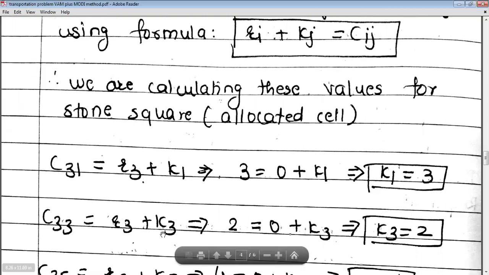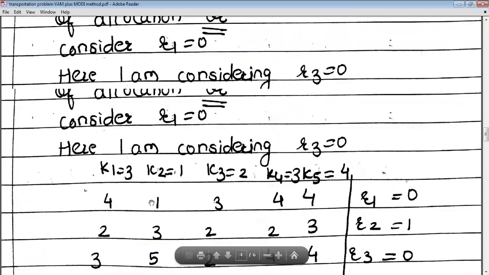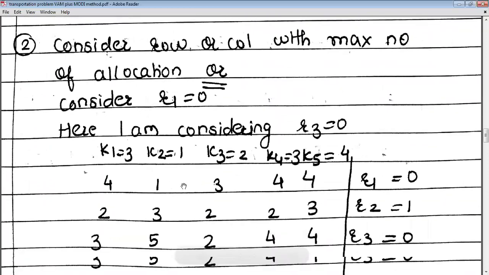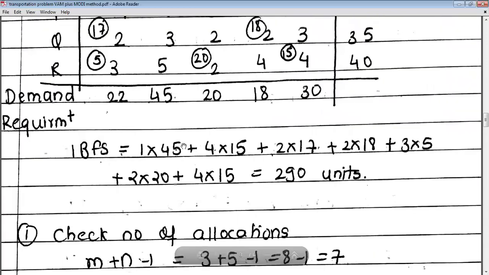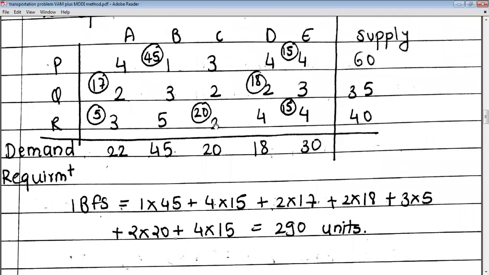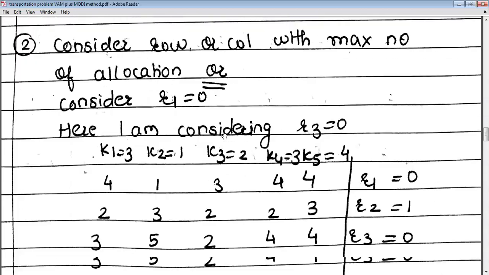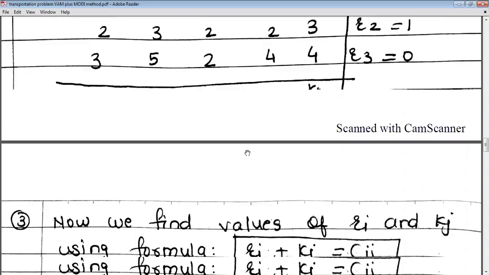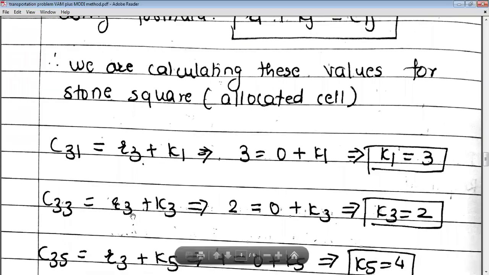Similarly, C33: sorry, I've missed out the labels here, so I'm referring to the upper table. For C33 the cost here is 2, and you can get the value of K3. I've written the values here as well, so you can see. R3 plus K3 equals C33.